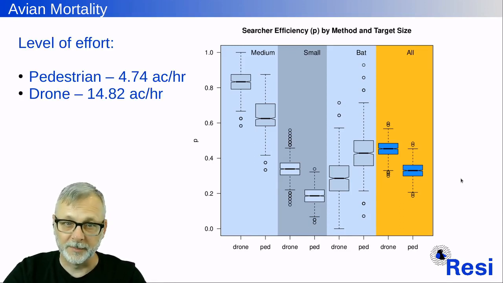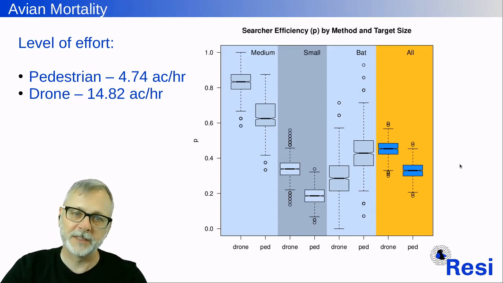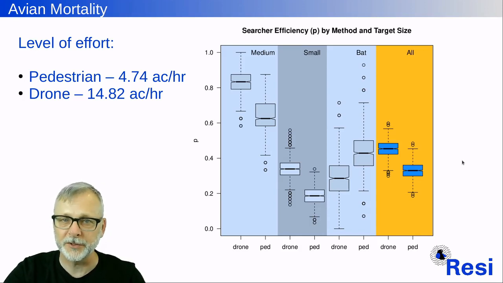The real difference comes in the level of effort. So we recorded the amount of time that each searcher took to complete the survey plot. The mean survey coverage for pedestrian surveyors was almost 5 acres an hour, but the mean coverage for the drone AI method was almost 15 acres an hour. So in terms of the level of effort, the drone AI method is about a third the field effort as the pedestrian method. So comparable results, maybe even slightly better for the drone AI method in terms of searcher efficiency at a significantly lower level of effort.